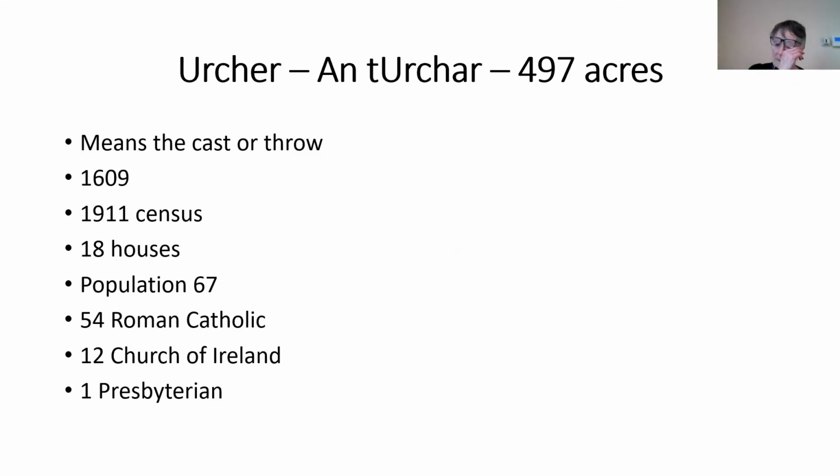Urker means the cast or the throw. Now the old oral history that went with that was that at Urker, where there was a very ancient church, you could cast a throw, or throw something, to the church at Cregan. 497 acres on the map in 1609, and in the 1911 census had 18 houses with a population of 64, 54 Roman Catholic, 12 Church of Ireland, and 1 Presbyterian.